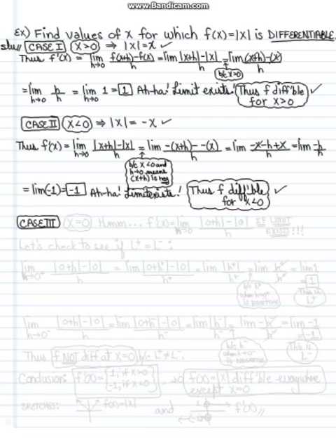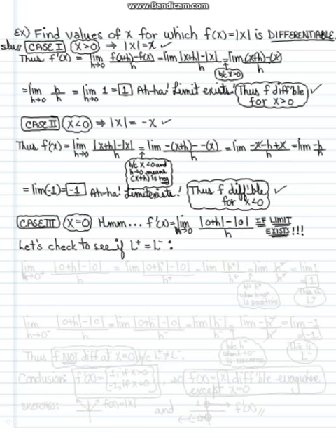X equals 0. Well, if the limit did exist, f prime of x would be equal to the limit as h approaches 0 of the absolute value of 0 plus h minus the absolute value of 0 over h. And again, that only is true if the limit exists. Well, we're going to check to see if it does exist. We're going to consider the right-hand limit and the left-hand limit at x equals 0. Okay, now we already set x equal to 0, but now we have h approaching 0 from the positive side to check the right side limit.